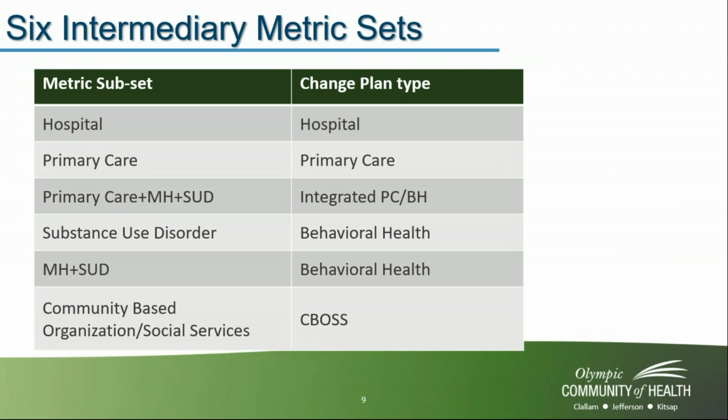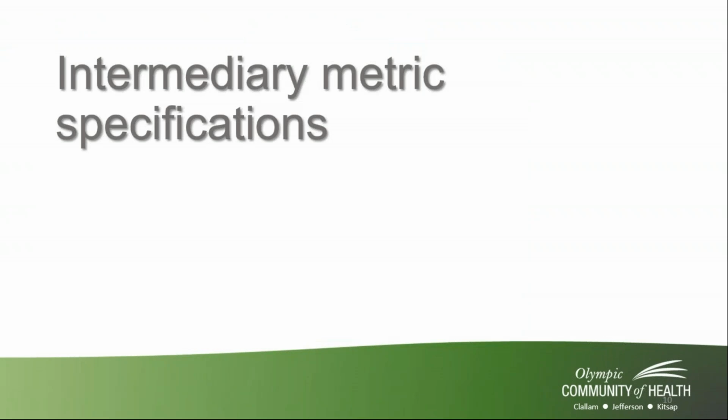So the task of the PMEC group was to look at those core measures and look at the elements within the change plan, the outcomes within the change plan, and figure out some intermediary or predictive measures that could help to guide the work of implementation and help let us know if things are on the right track. So those measures were developed and grouped into different metric subsets, and those are associated with the different change plan types. So your subset are the community-based organization and social services metrics that are aligned with your CBOSS change plan.